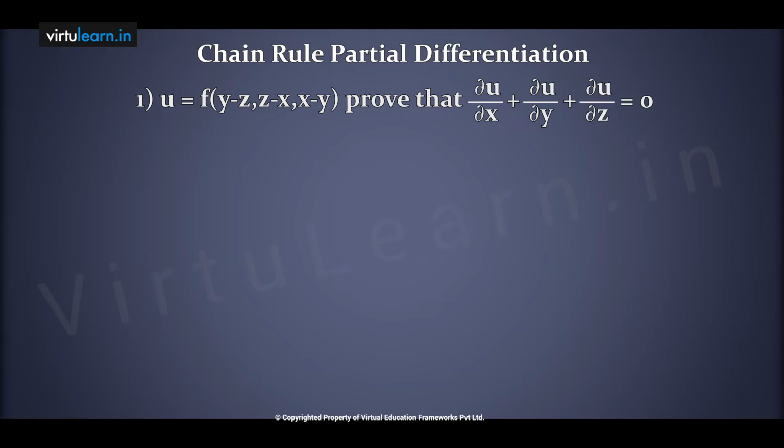Now observe this one, u equal to f of y minus z, z minus x, x minus y. Three types of functions are available here. Now the first one I will treat as r, the second one I will treat as s, the third one I will treat as t. Means u equal to f of r comma s comma t. Now r equal to y minus z, s equal to z minus x, t equal to x minus y.